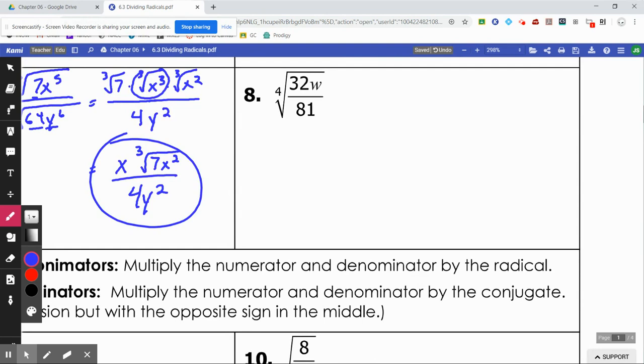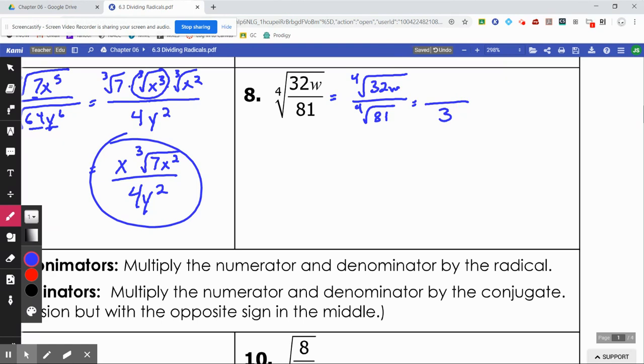Next one, nothing cleans up inside of the radical, so let's go ahead and split it into the 4th root of 32w on top and the 4th root of 81 on bottom. 4th root of 81 on bottom, pretty simple. That'd be a 3, because 3 to the 4th power is 81.